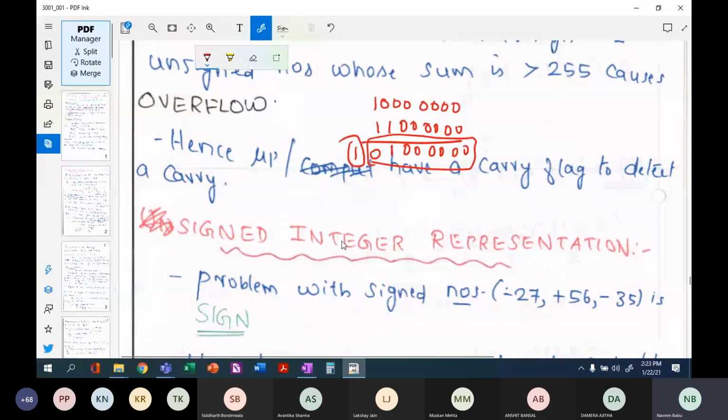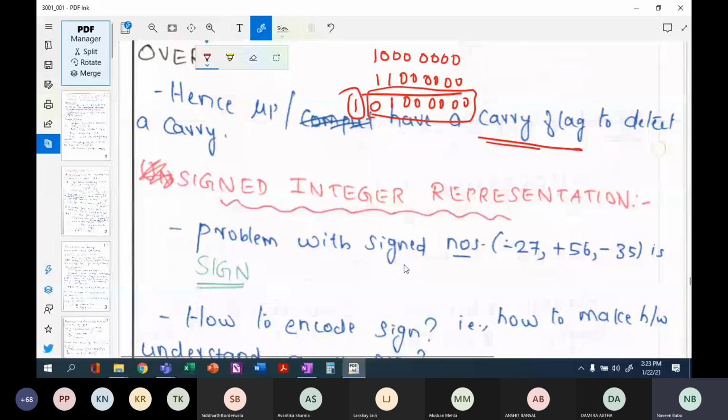Normally they are programmed in such a way that once there is a carry, an alert is generated using something called a carry flag in microprocessors. Now, the most important thing is, how is this signed representation possible? So far we have unsigned representation, meaning all positive numbers. How is signed integer representation possible?